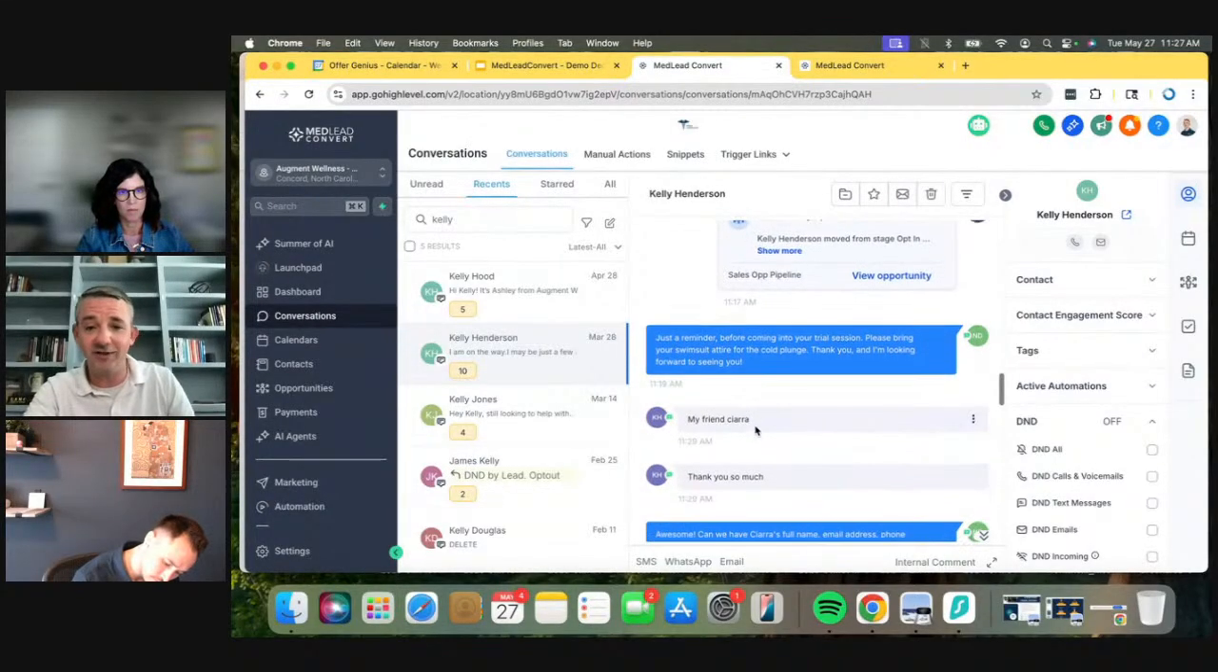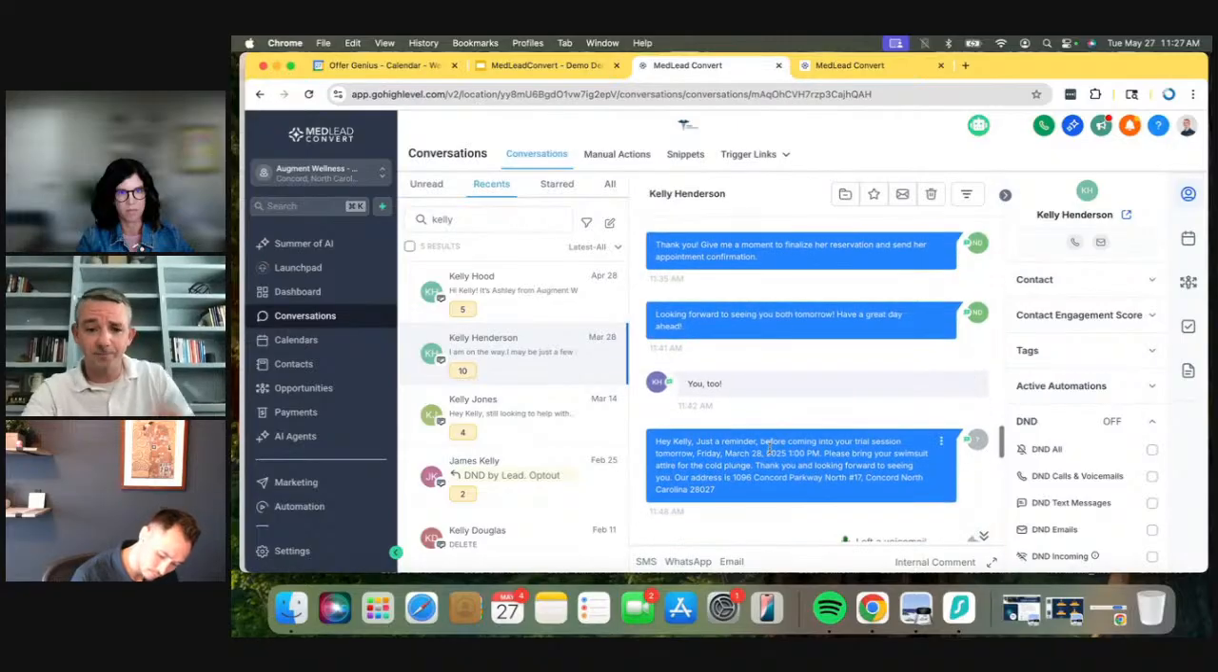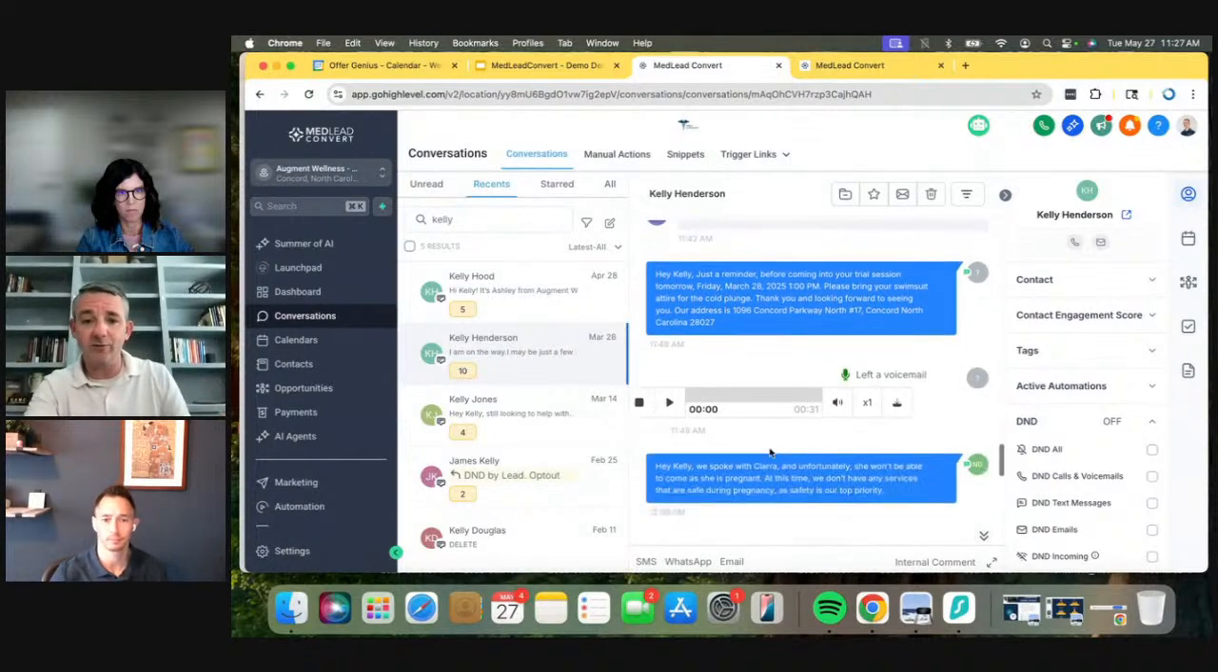You can see my friend Sierra. She sends in all of Sierra's contact information. We then try to go schedule Sierra, her friend, just like we did her. Unfortunately, her friend was pregnant, so we weren't able to get her booked right now, but she'll be in the system and she's a future client that can come in.